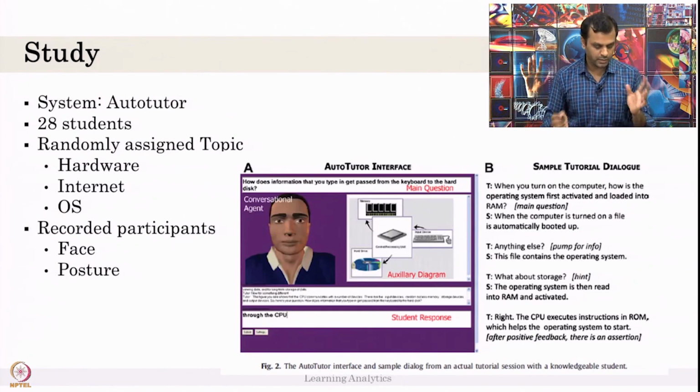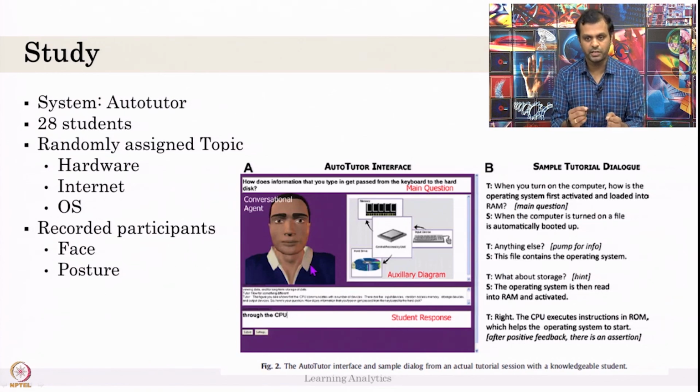What Sidney D'Mello and his colleagues did is this: they used a system called AutoTutor. It is a conversational interaction system where the conversational agent answers based on what you say. Here you have to learn topics like hardware, internet, OS, or something like that. For example, the system asks you the question: when you turn on this computer, how is the operating system first activated and loaded into RAM. So, it is actually a question.